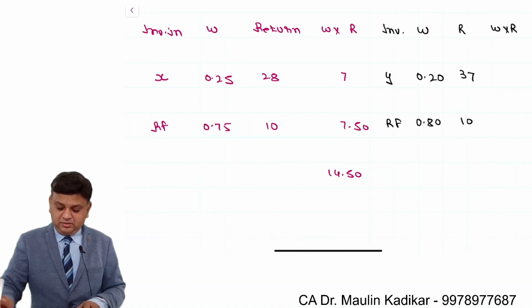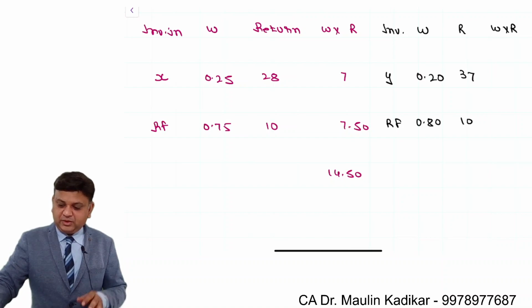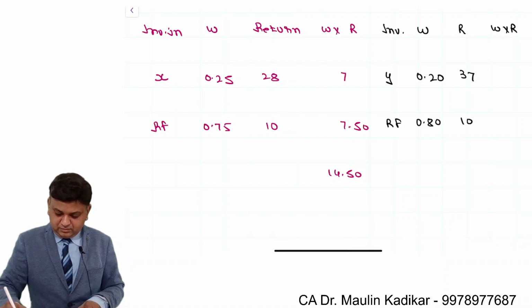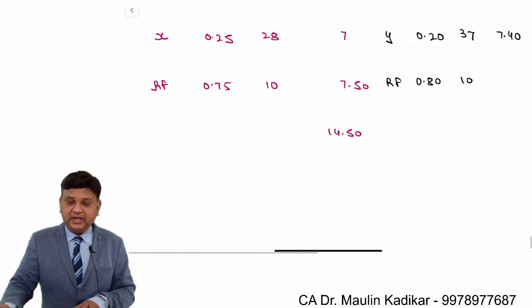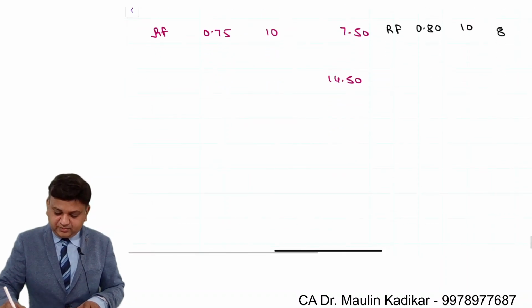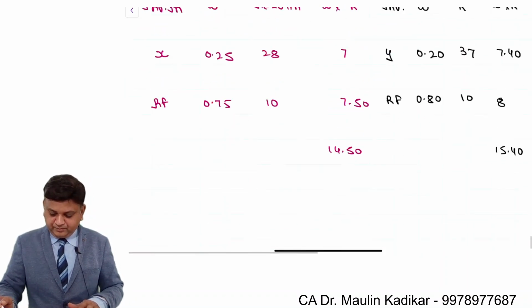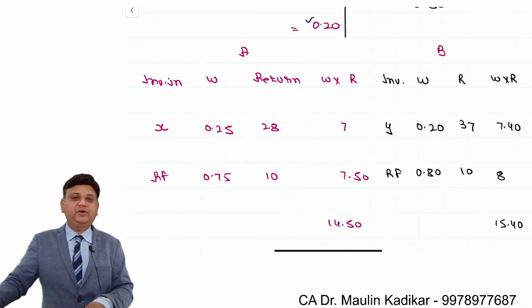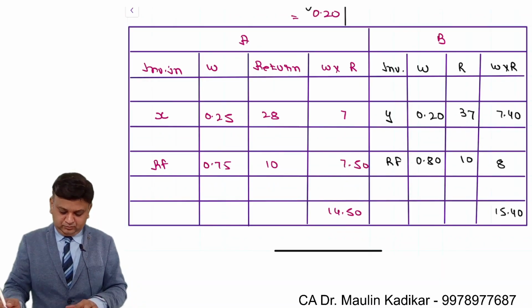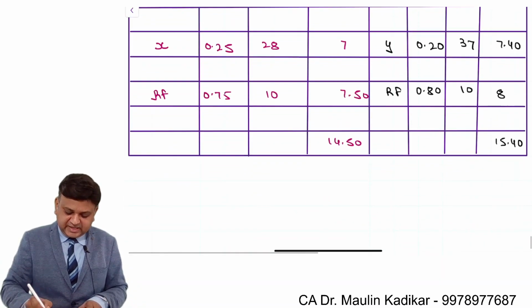Weight into return, 0.2 into 37, that is 7.4. 0.8 into 10, that comes to 8. 8 plus 7.4 is 15.4. This is the way we are required to make the calculation of return of portfolio for Mr. A and for Mr. B. So this is the way the return is calculated for the investments that they have made.